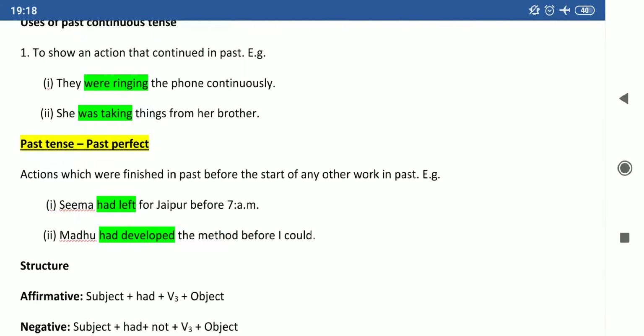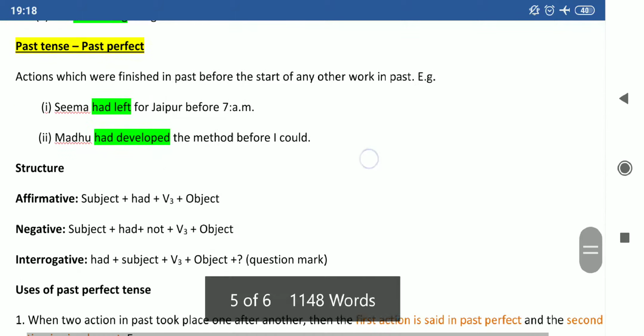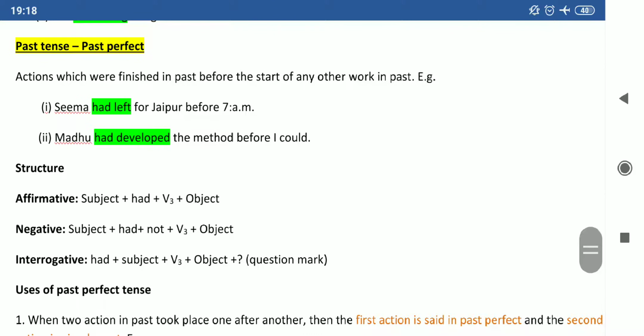For example, they were ringing the phone continuously. She was taking things from her brother. Both the actions were in continuation in past. So now let's talk about past perfect tense. This is very important tense and you need to understand it very carefully.